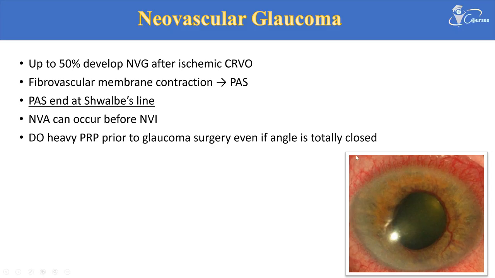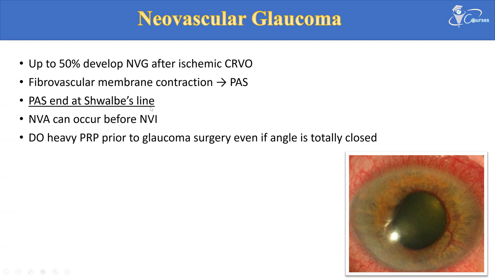In those patients, they will have blood vessels creeping over the iris and creeping over the angle, so it will cause new vascularization over the iris and new vascularization over the angle, and then these will invite fibrous tissue. They will cause fibrovascular membranes. These fibrovascular membranes will contract, leading to peripheral anterior synechiae. In those patients, the peripheral anterior synechiae end at Schwalbe's line.